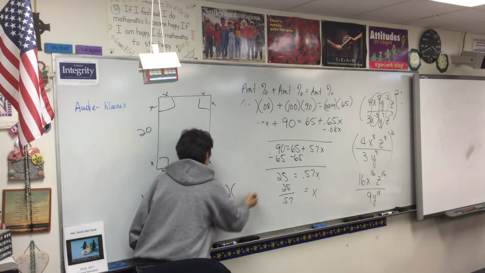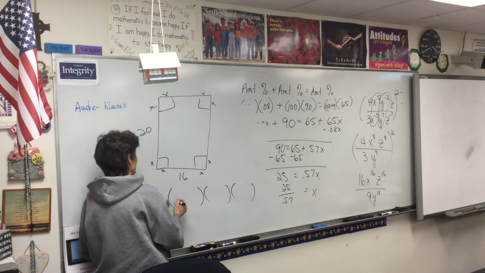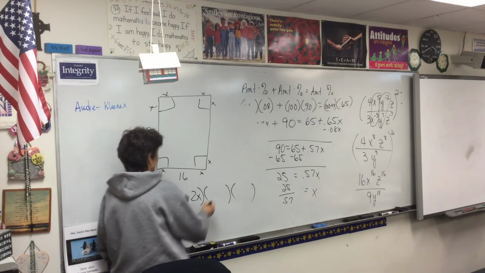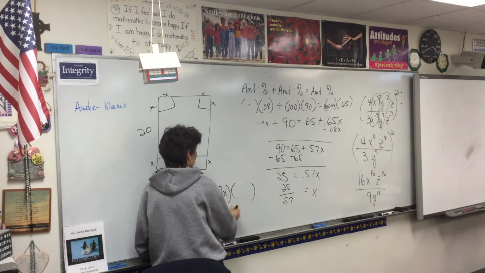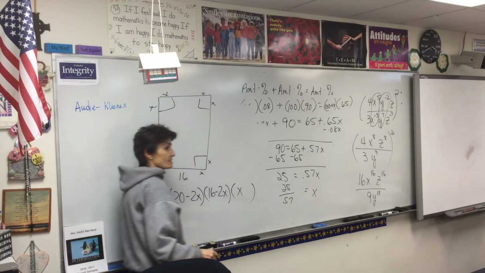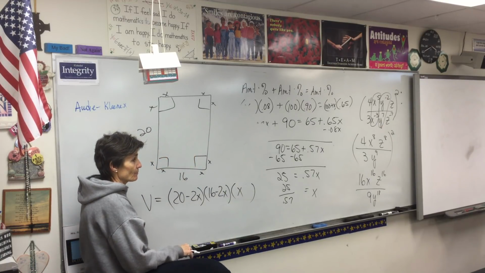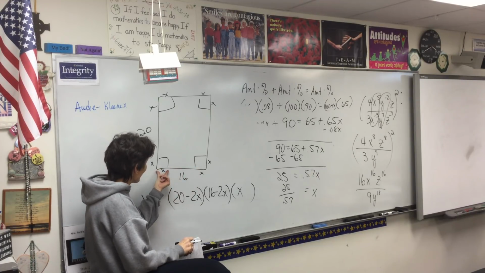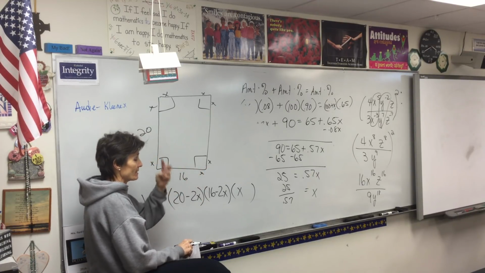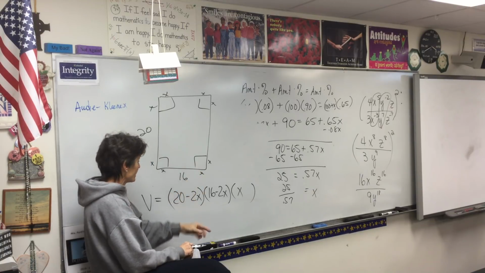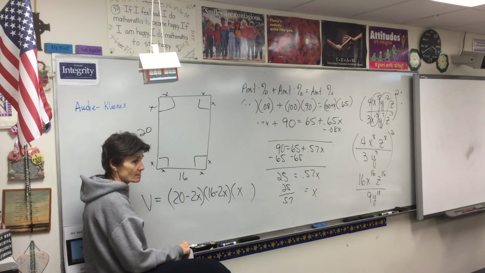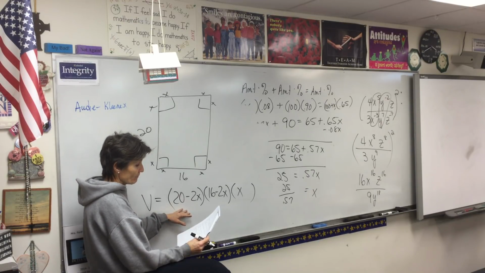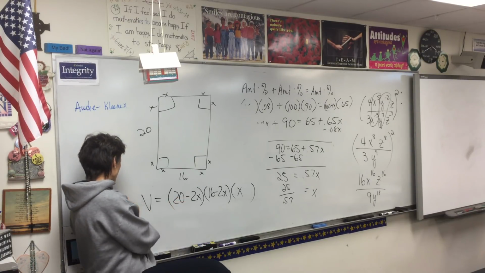Length times width times height. So what's it going to be? 20 minus 2x, 16 minus 2x, and x. You have a piece of paper, and you are cutting an x from each side of it. That's 2 x's cut away. 16 minus 2x. There is your equation for the volume. So that's the answer to A.